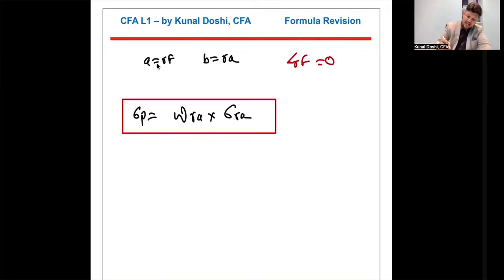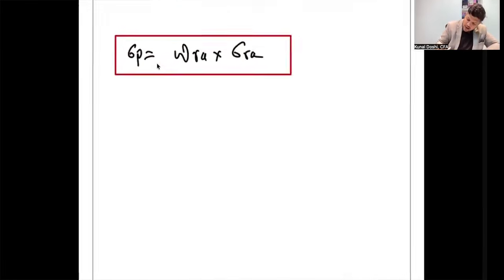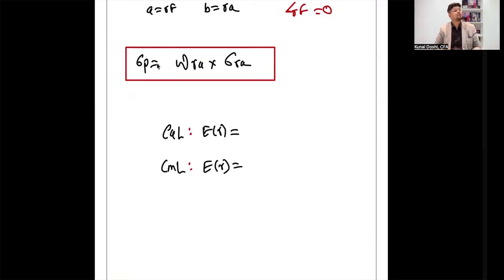Capital allocation line. Based on this, what do we calculate? And then there is the capital market line. In the capital allocation line, we create a portfolio of a risky and a risk-free asset. But in the capital market line, we assume markets are efficient, so we create a portfolio of the risk-free asset and the market index.